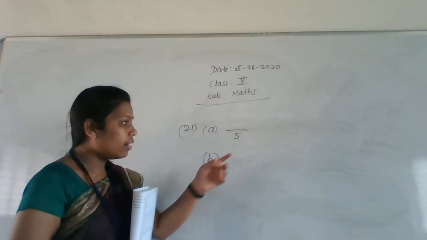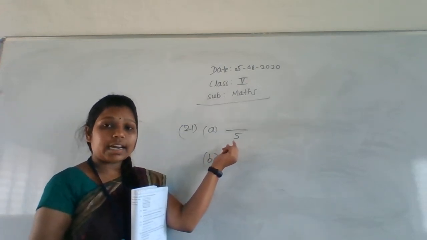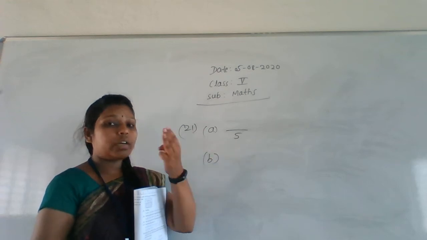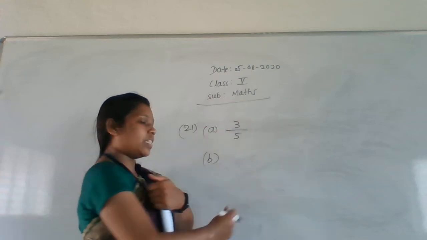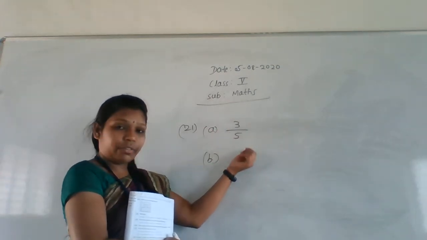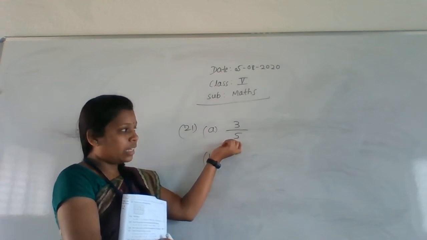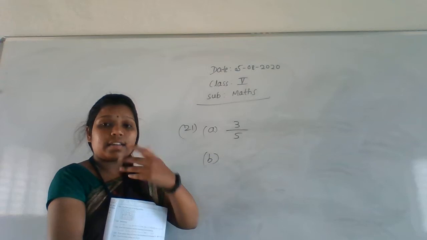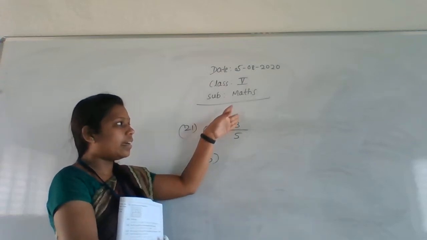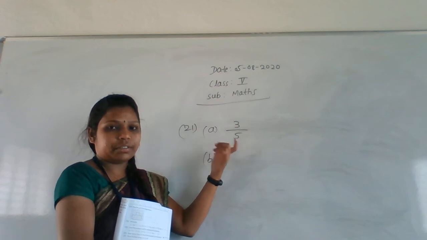Total boxes are 5. And how many are colored here? How many are colored? Only 3 boxes are colored. So write that in the numerator. That fraction is nothing but 3 by 5. Getting my point? Total boxes are 5 and only 3 are colored. That's why I am writing 3 by 5, with 3 in the numerator. So this is a fraction.